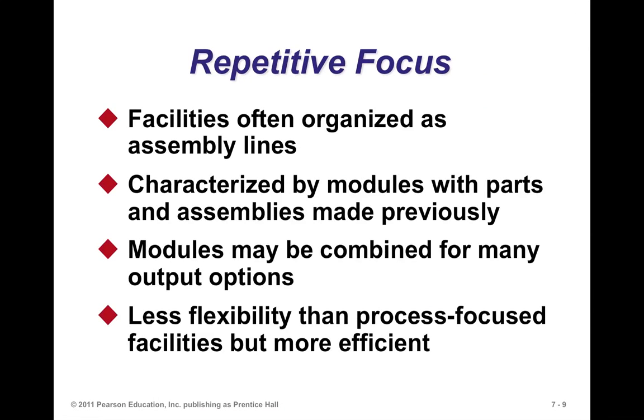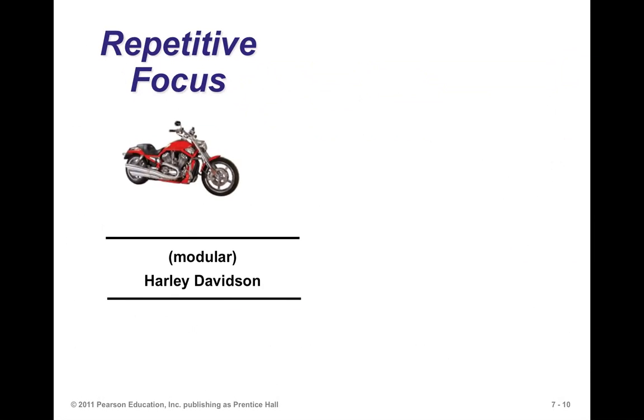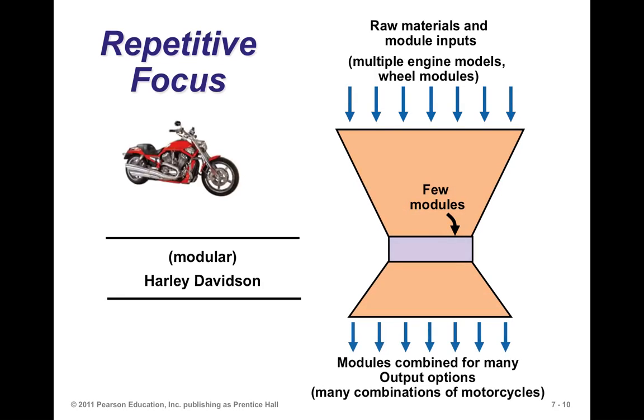All right. Repetitive focus, usually in the form of assembly lines. There are modules of parts that are assembled, and that process tends to be fairly repeated. Harley-Davidson, again, you have all the parts come in together. You have fairly few options in terms of the variety, and then you produce the parts from the combined modules.